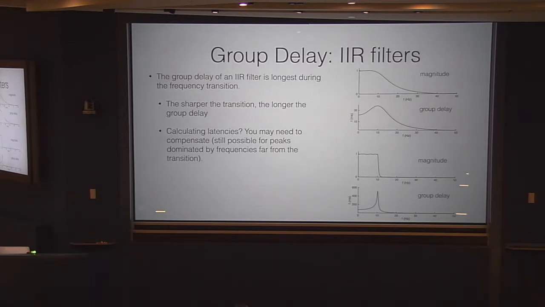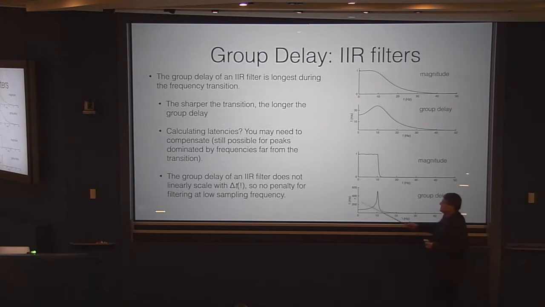If you're calculating latencies, as you might very well be, you may want to compensate for this. If you find that the typical group delay in the pass region is about 20 milliseconds, then you can subtract about 20 milliseconds. Again, this is for peaks. And as long as the peaks are dominated by frequencies that are away from the transition, then that'll still be pretty good. If you get towards the transition, then you're sort of messing yourself up because you're putting the transition in your signal. And so in some sense, you're doomed already from that point of view.